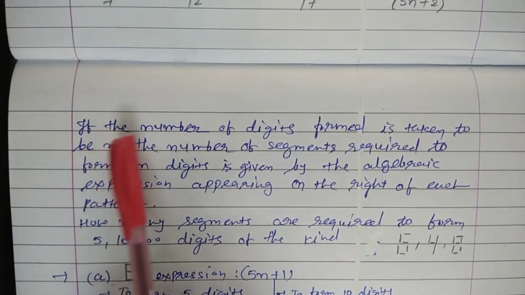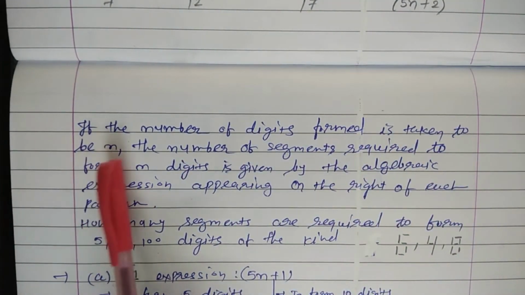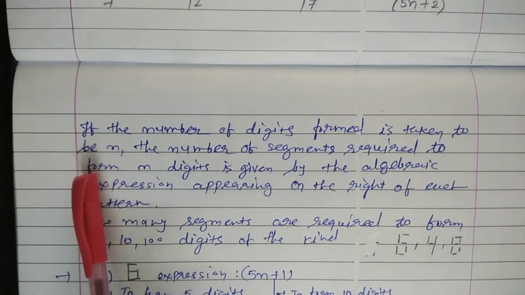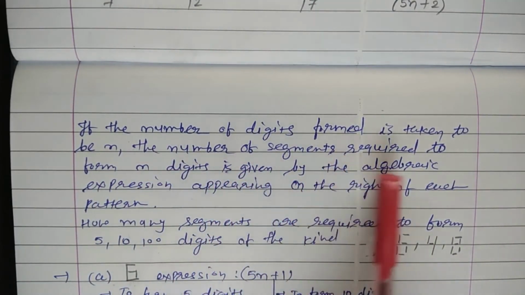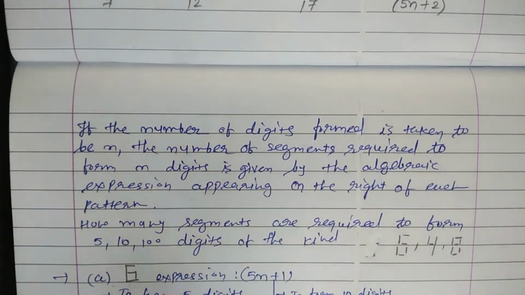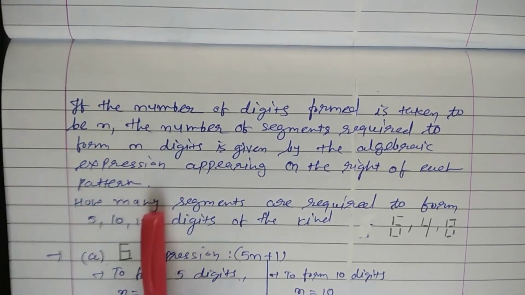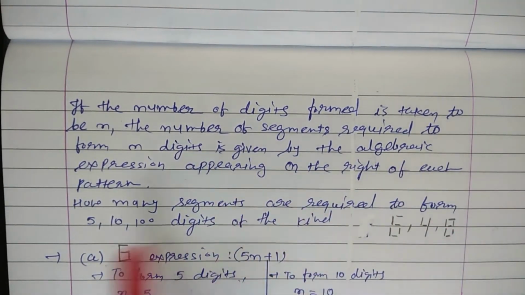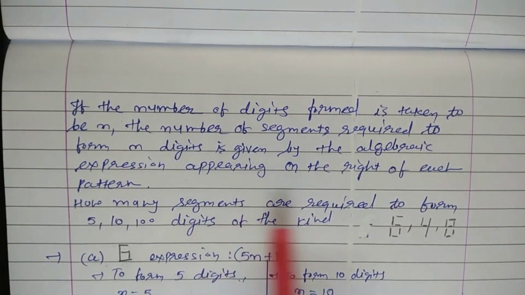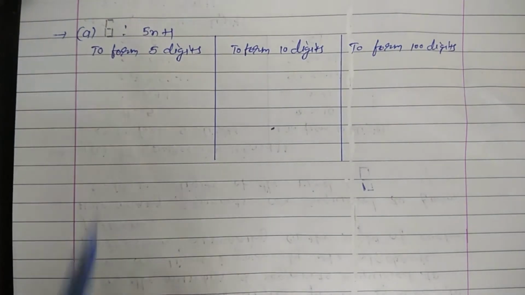If the number of digits formed is taken to be n, the number of segments required to form n digits is given by the algebraic expressions which we have seen: 5n plus 2, 3n plus 1, 5n plus 1. Now the question is this one: how many segments are required to form 5, 10 and 100 digits of the kind 6, 4 and 8? Let's solve sum number 1.